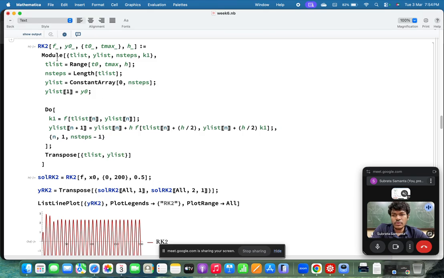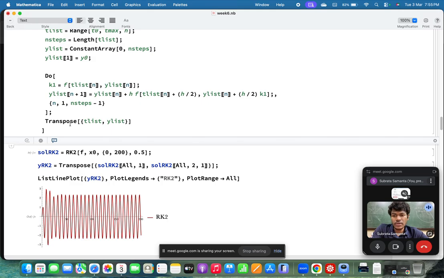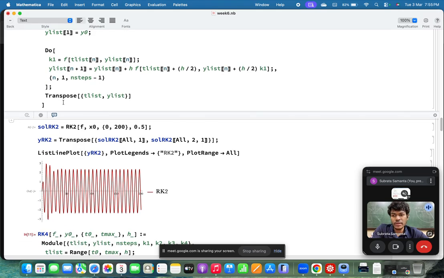We also discussed this in the previous class, so just a quick reminder. This is the module we created again. The t list is from t naught to t max with a gap h, and then we calculate in steps the y list. The first element I assign to y naught, and the remaining ones I calculate using this loop. Ultimately we calculate the t list and y list, and then we format them in a table.